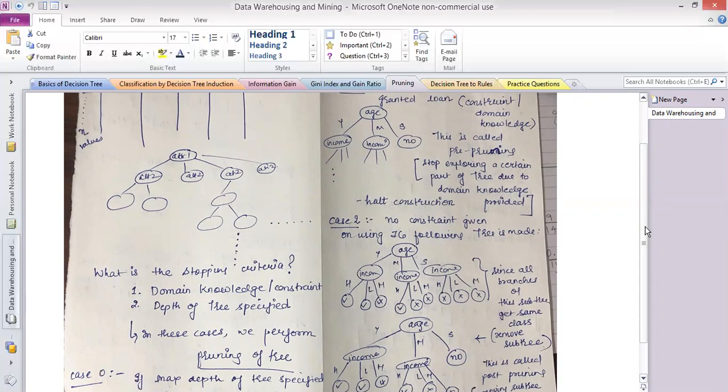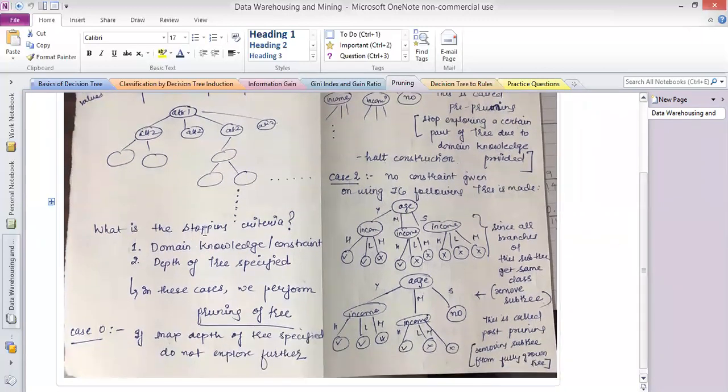So here you've got 2 stopping criteria that will help you decide when to stop computing or checking. The first one is that you are either supplied with domain knowledge or some constraint, we'll see how. The other one is that you've been given the depth of the tree. On the basis of these 2, we prune the tree. Pruning means cutting it off. Pruning is of 2 types. We'll be seeing that further.